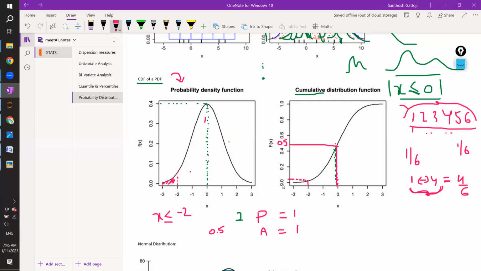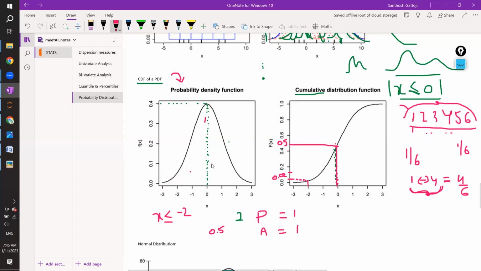Let's say if this is 0 and this is 0.2, somewhere in the middle it will be 0.1, and in the middle of that 0.01, so 0.02, something like that. That is the probability that we are going to find a value between -3 and -2. And you will understand better if you take a bigger value.